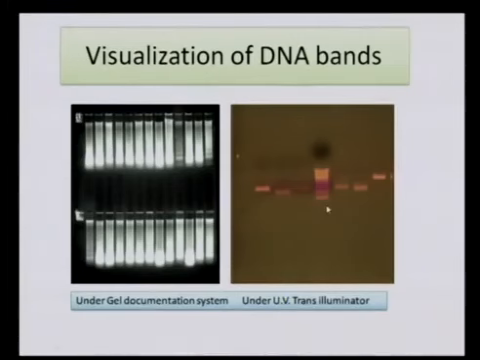Here we put the gel on the UV transilluminator and close the lid, and once you switch on the UV light, the gel bands will appear as a bright orange color. These bright bands indicate the presence of DNA inside the sample.